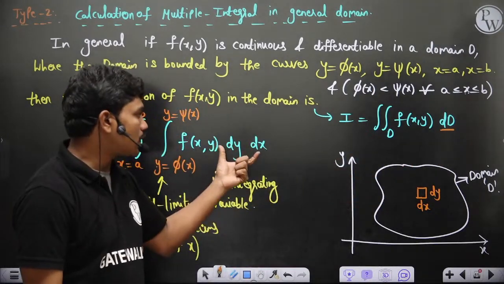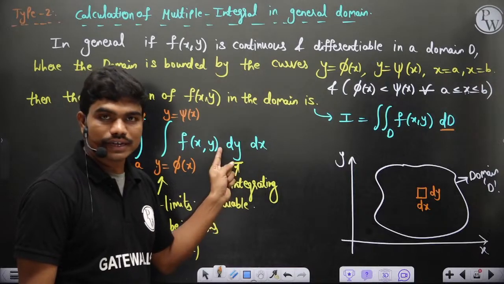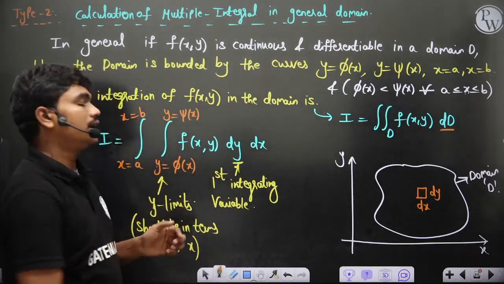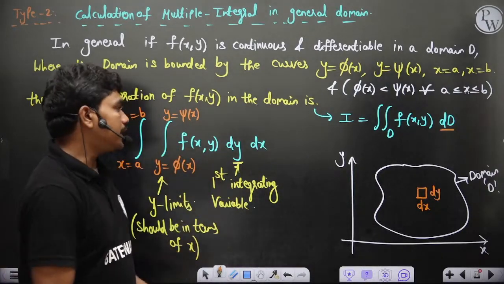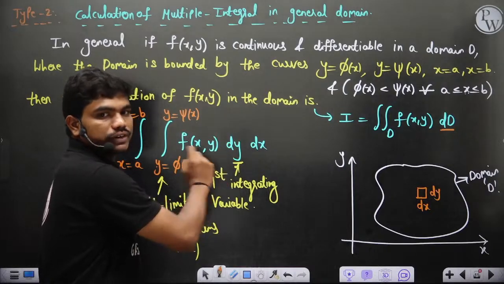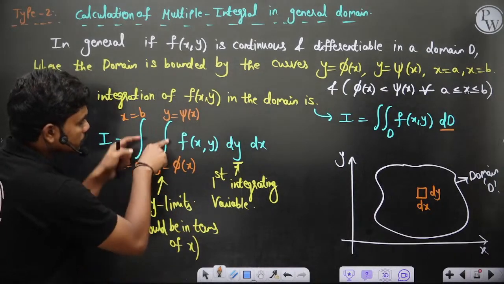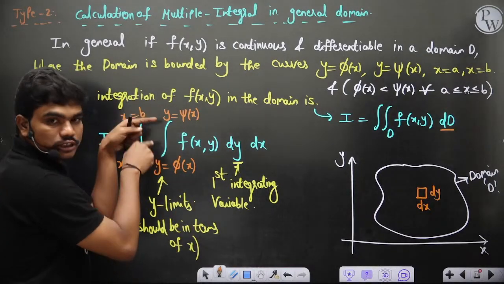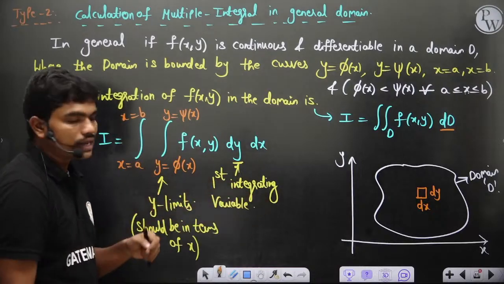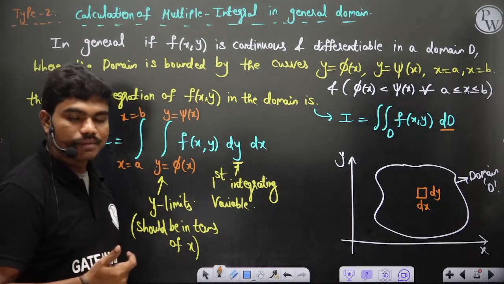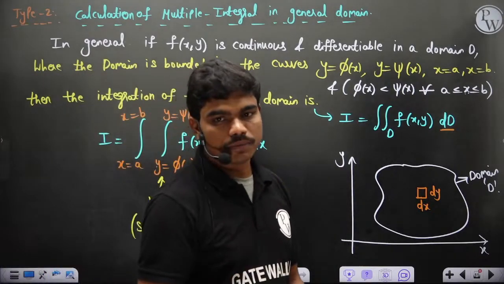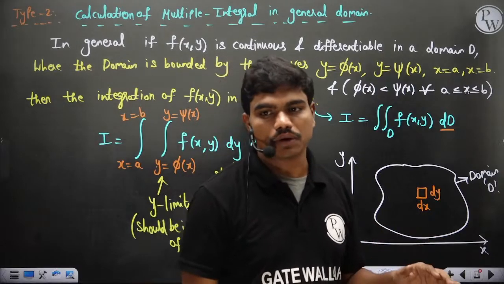So depending upon what we write here, what first variable of integration we choose, we write the limits accordingly. If you choose x as the first variable of integration, then you should write x limits here, but these x limits should be in terms of y. And the outer integral consists of y limits which are constants. Clear to all of you? We'll work out examples and calculate.